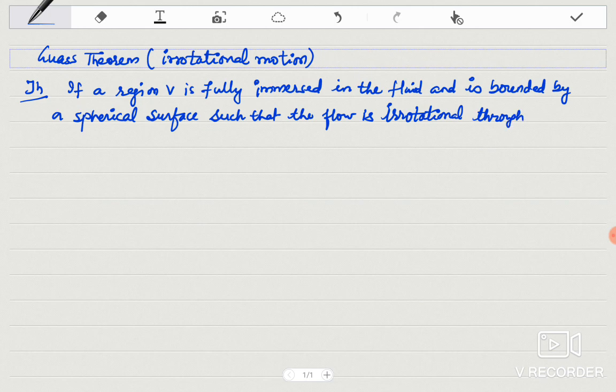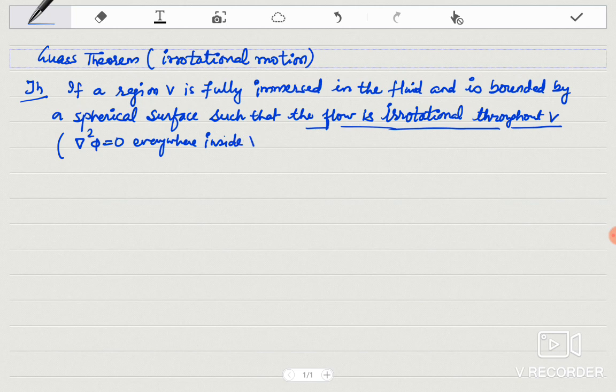throughout V. This may be written in another way. Flow is irrotational throughout V. You can also write in place of this such that del squared phi is 0 everywhere inside V, where phi is the velocity potential function. So in another way, it is the irrotational flow velocity potential function.